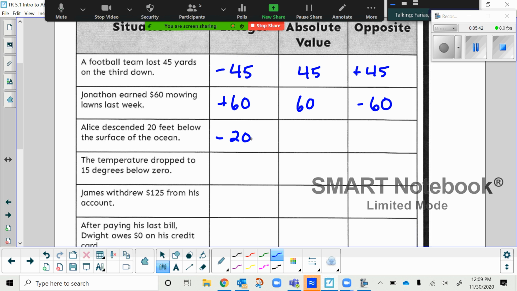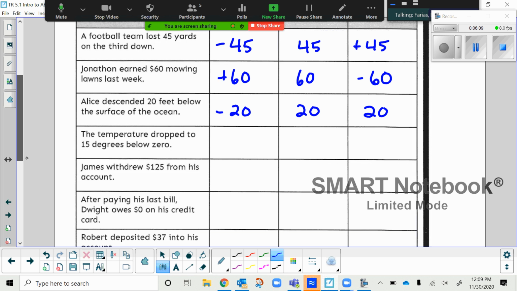So 20 feet below the surface of the ocean, what's the absolute value? In this case, it wouldn't be the distance from zero, but the distance from the surface, right? And that's still 20 feet. If you were climbing on a hill above the surface of the ocean, 20 feet, that's the same distance from the surface, whether you're above or below.